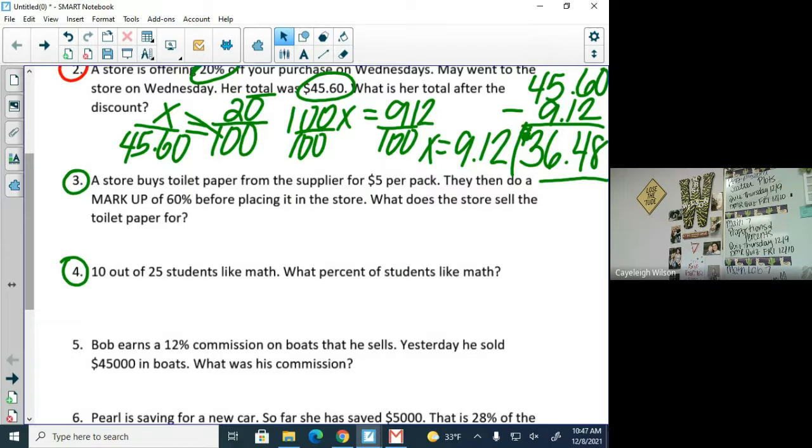They bought it for $5. If they turn around and sell that to me for $5, they don't make anything. So they should mark it up. They're going to mark it up $3.